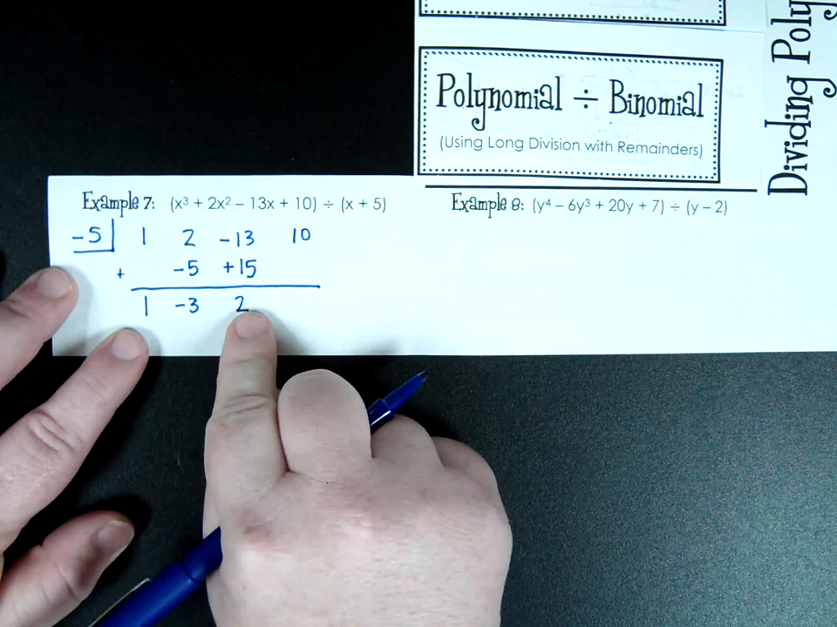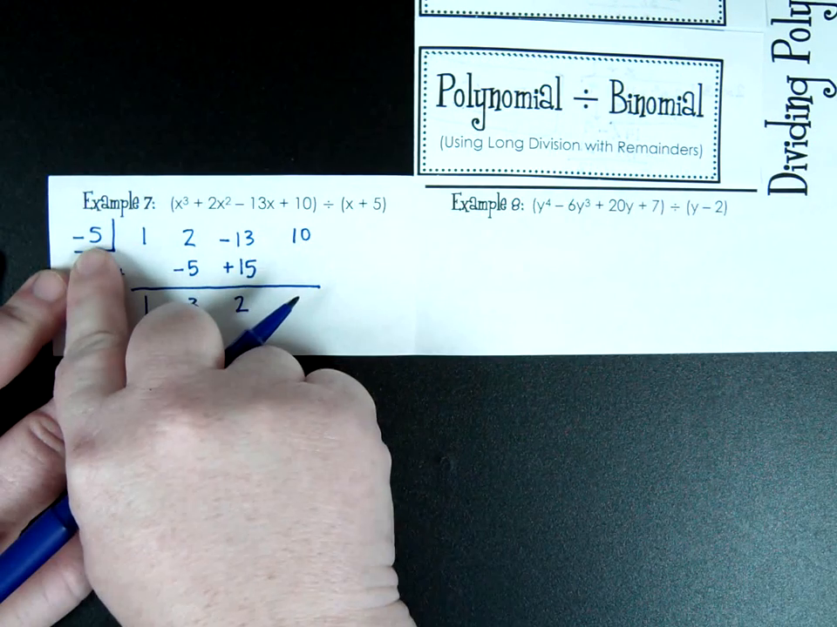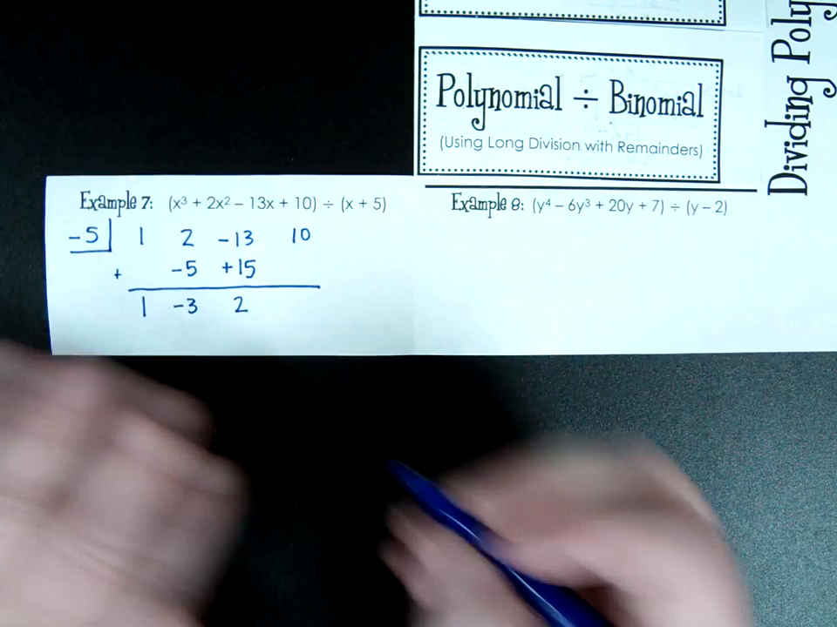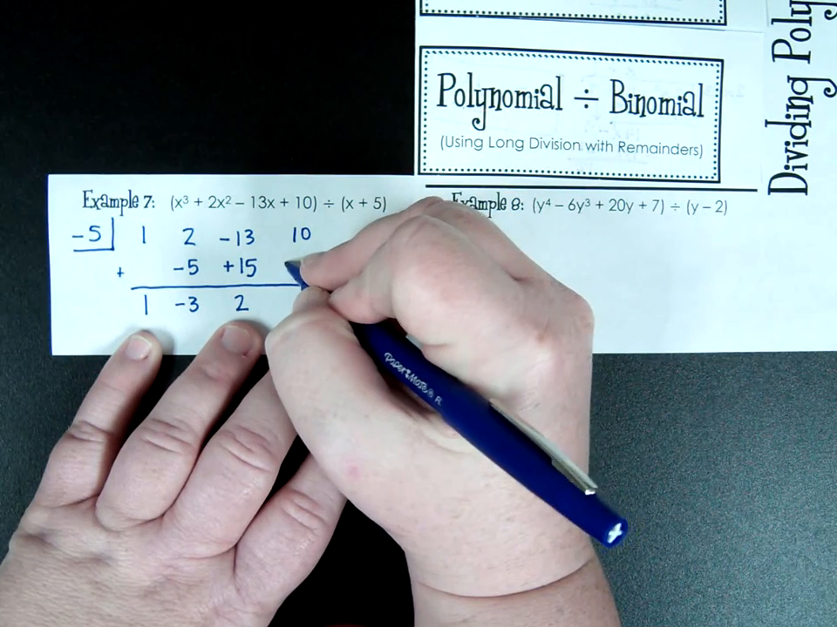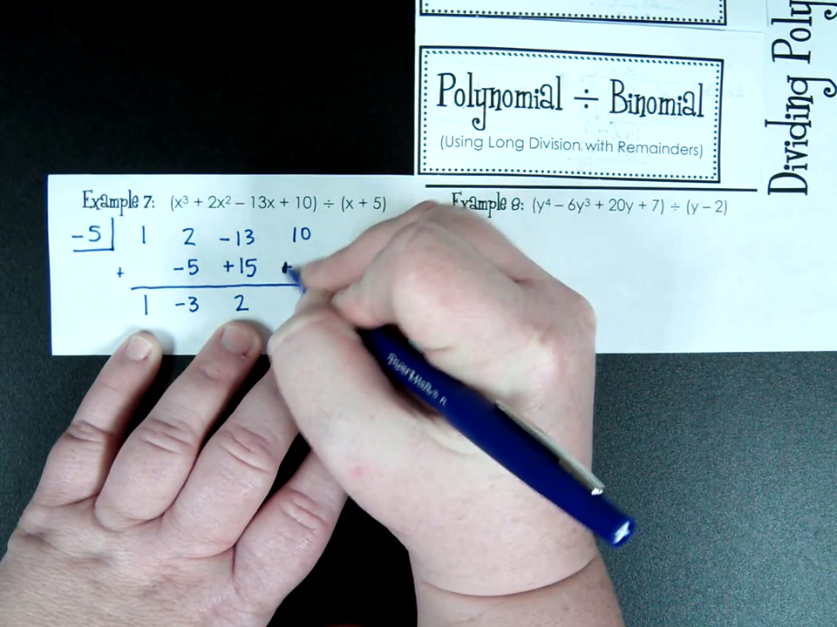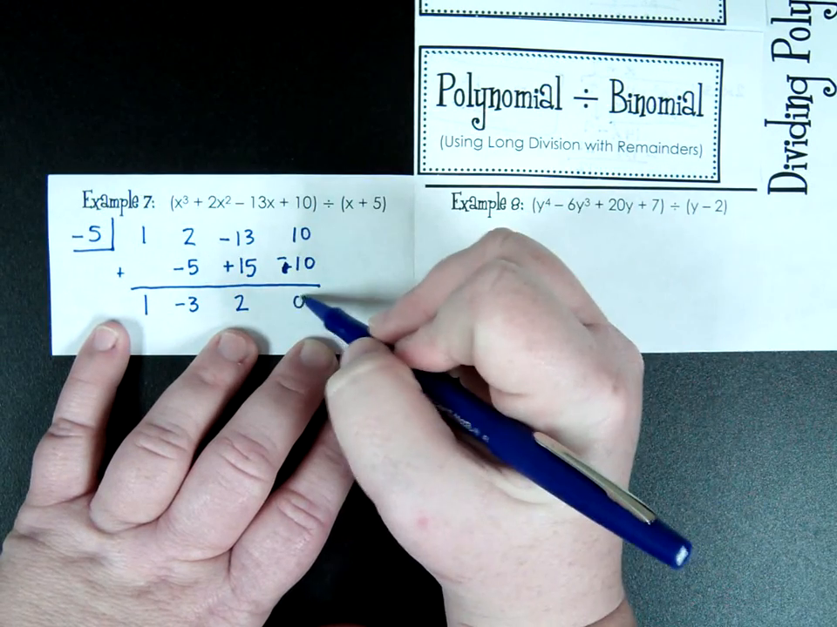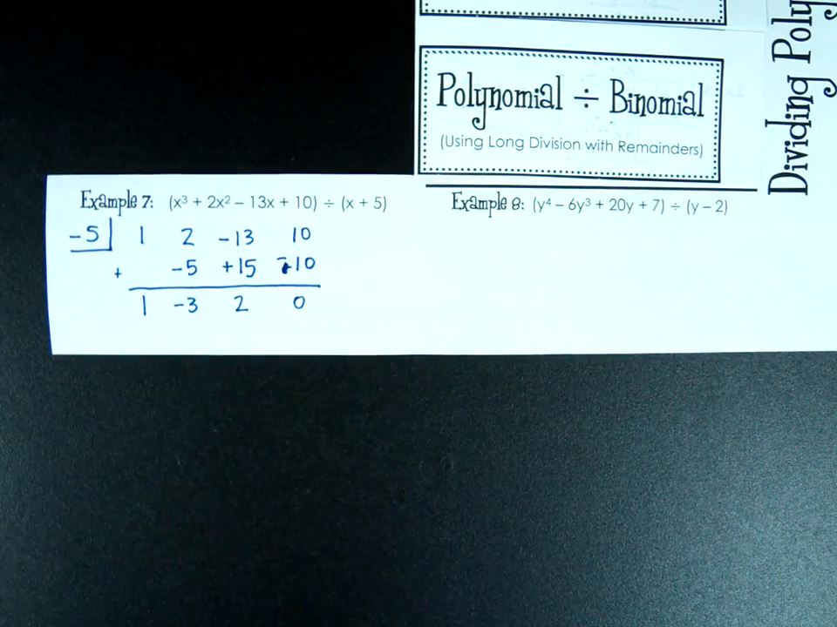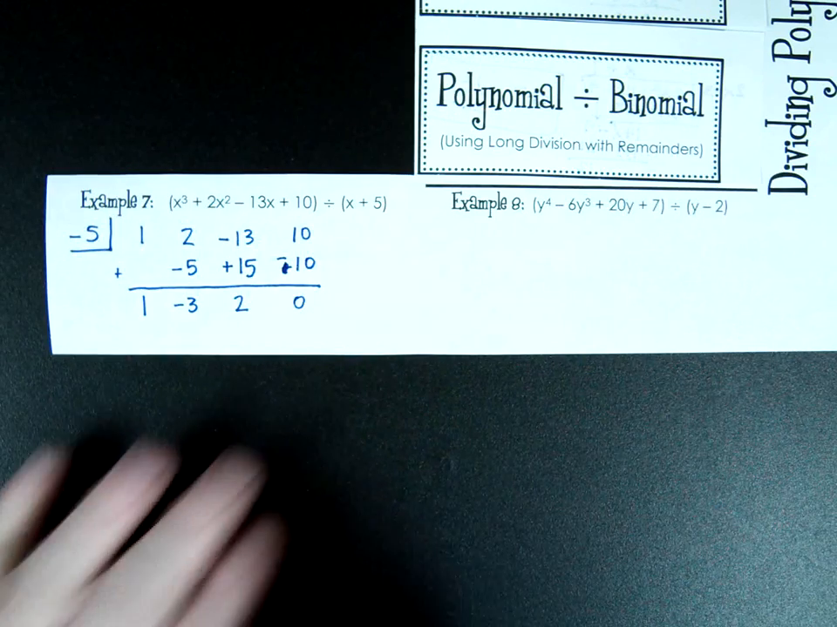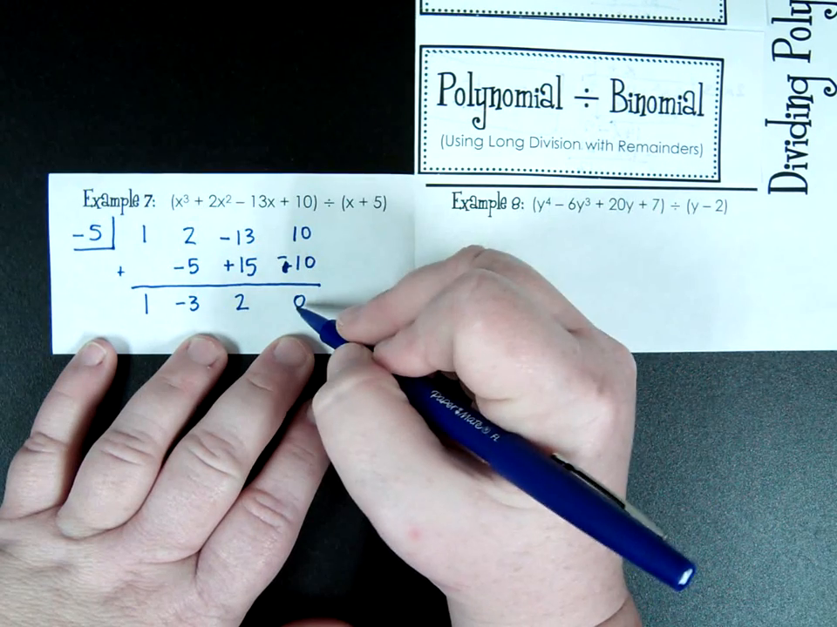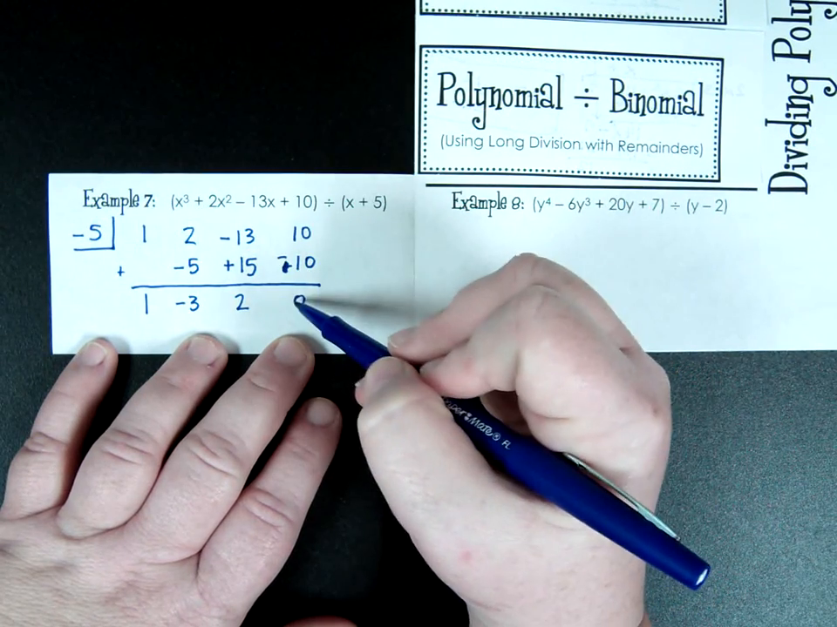So now I take 2 and multiply it times negative 5. Well, 2 times negative 5 is negative 10. So when I add these two together, I get 0. So this would be our remainder if we had one. But in this case, we don't, because it's just a 0.